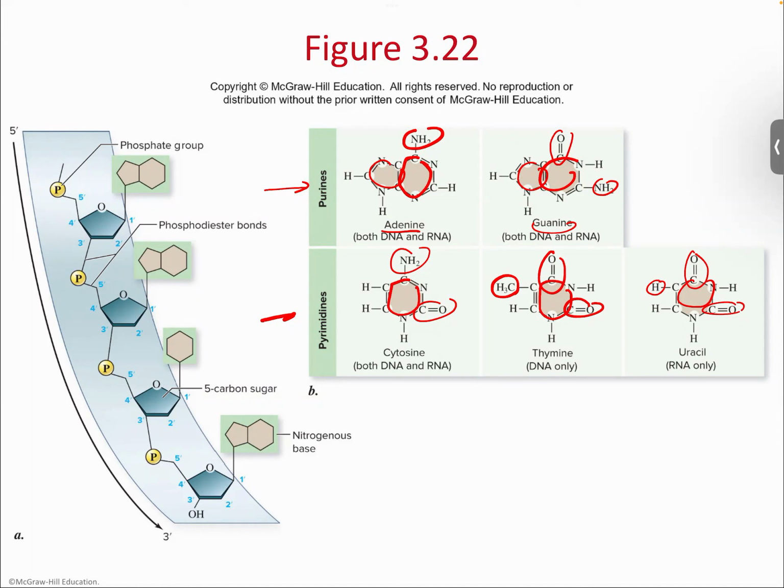So generally speaking, when you take a look at DNA versus RNA, DNA will have thymines in it, but in RNA, it'll replace the thymines with uracil. And that's the reason why uracil is only in RNA.